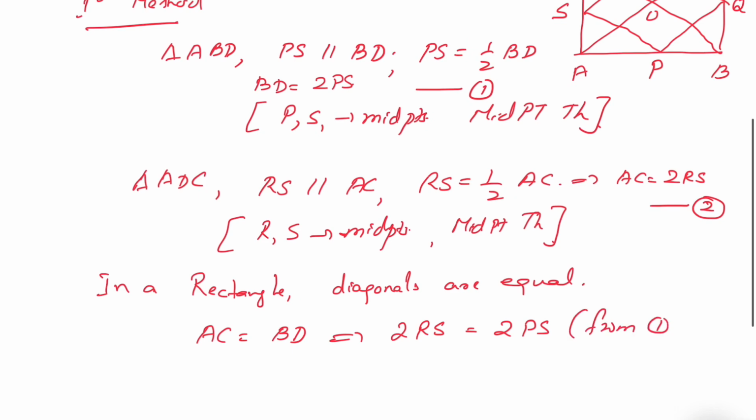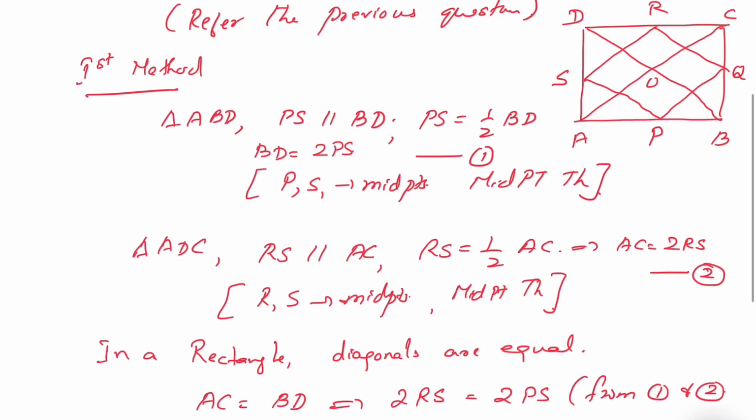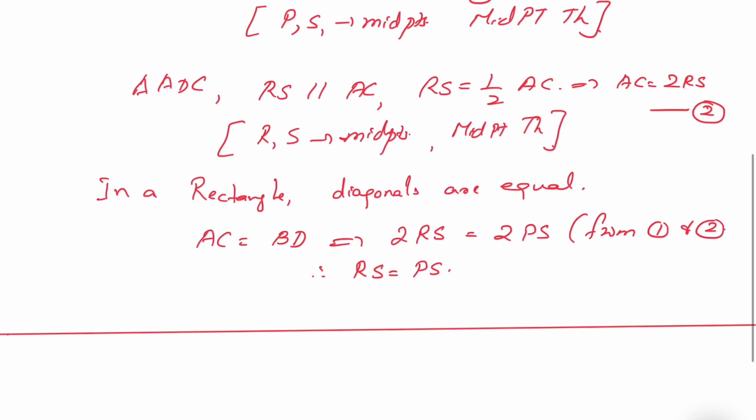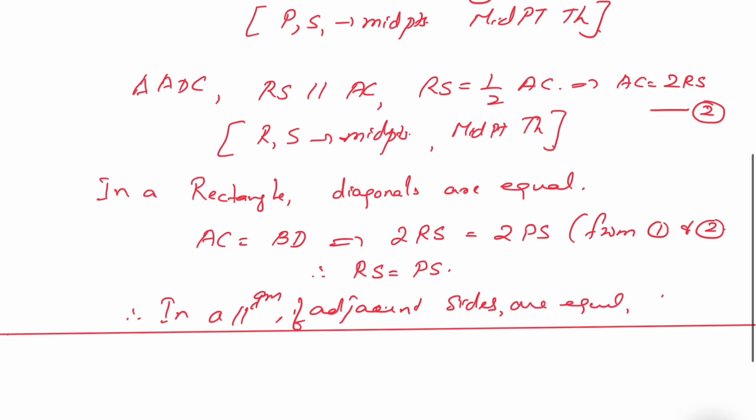From 1 and 2, therefore RS is equal to PS. So you got the adjacent sides: RS is equal to PS. In a parallelogram, if adjacent sides are equal, it is a rhombus.